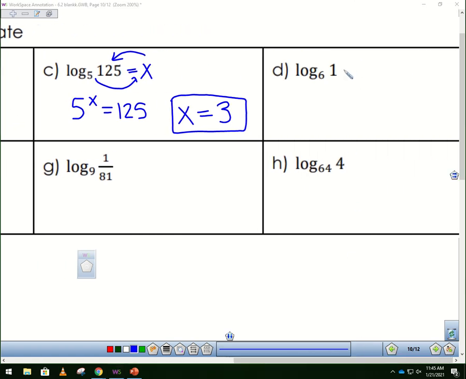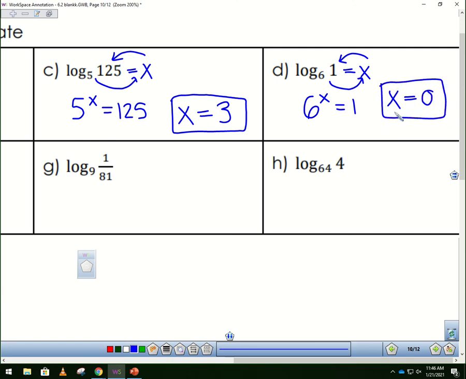And let's try D. So, this is 6 to the x power is equal to 1. What power do you put something to get 1 all the time? 1. 6 to the first power is 6. 0. Anything to the 0 power is 1. So in this case, did it matter what the base was? No. Could have been anything, and it would have been 0. So any questions about those so far? All right.